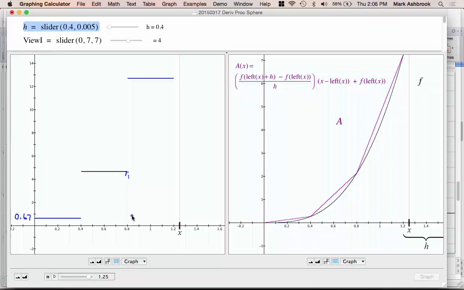How about the second interval? Who got a value for the second interval? Yes, ma'am. 4.75. It looks right to me. Somebody else get that?